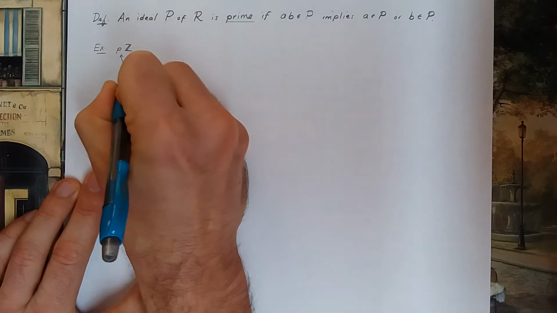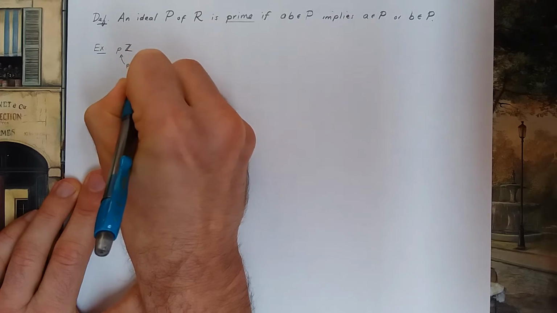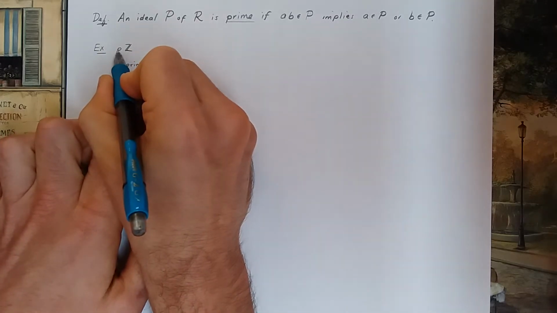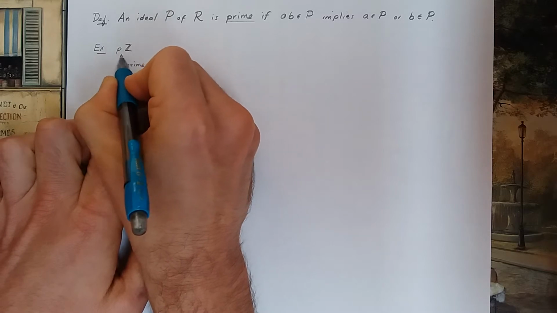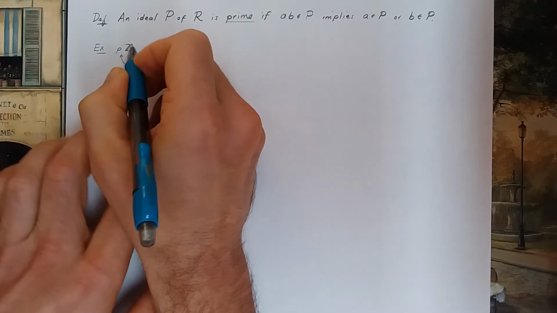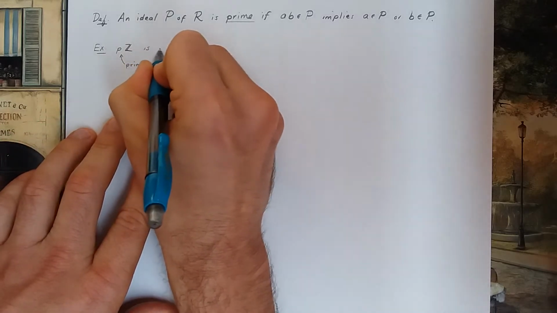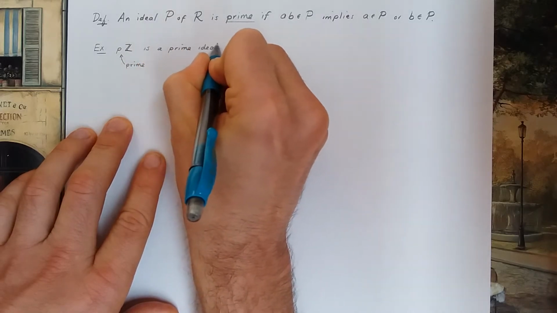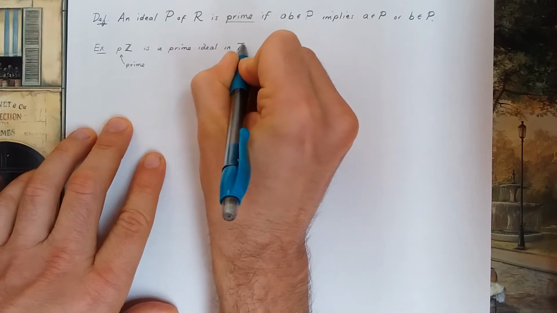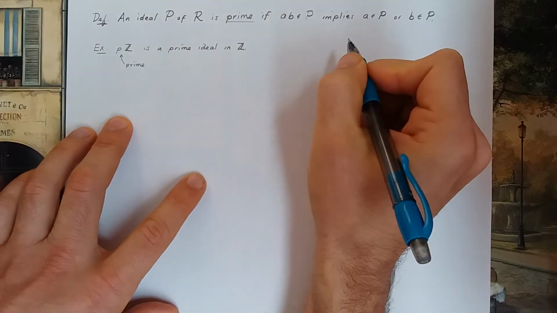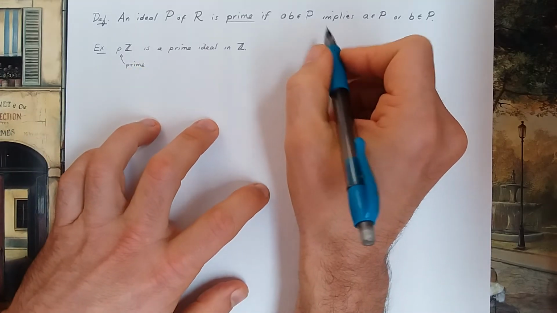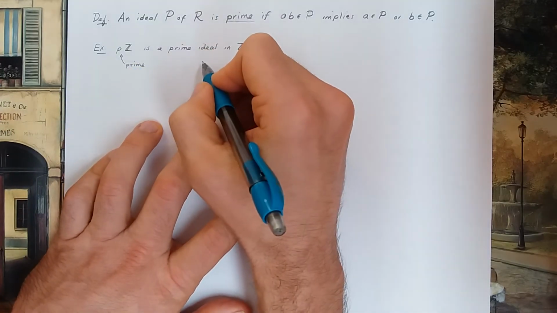PZ, here P is going to be an actual prime number like 7. So all multiples of your prime number P is a prime ideal in this ring of integers. This is where the name prime came from. Why is this a prime ideal?